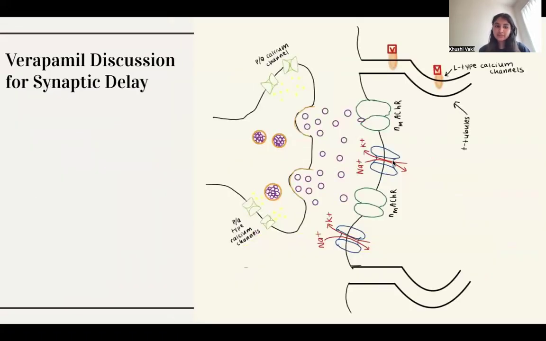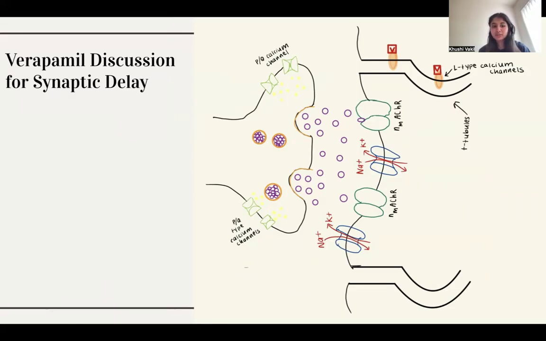So the second quantitative measure we're looking at is the synaptic delay. In short, synaptic delay is the delay between the presynaptic depolarization and the postsynaptic depolarization. As said in the last slide, verapamil is targeting the L-type calcium channels, not the P/Q type. Verapamil was not added to the sciatic nerve, so no difference in conduction velocity of the CAP should be seen between the control and experimental.